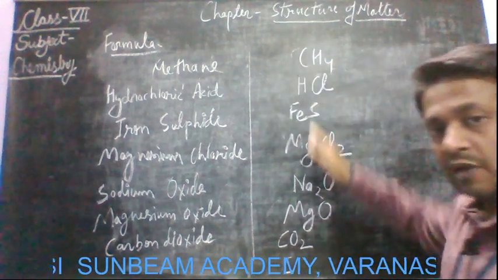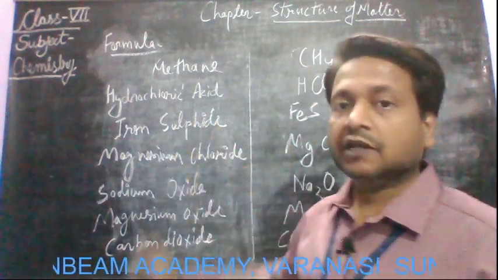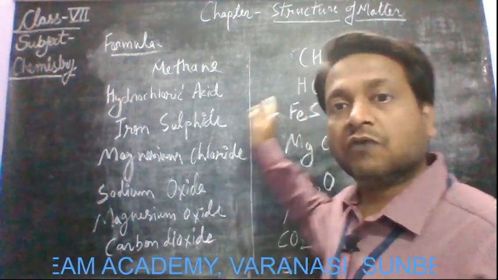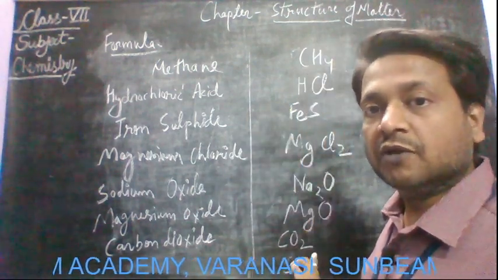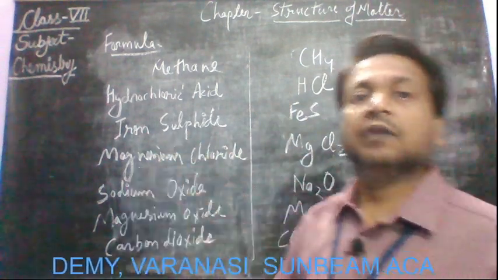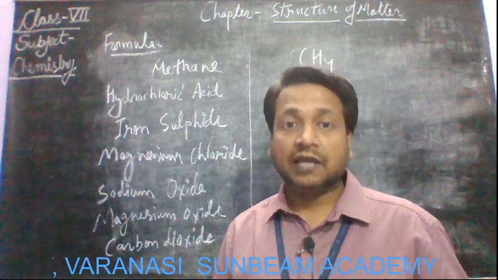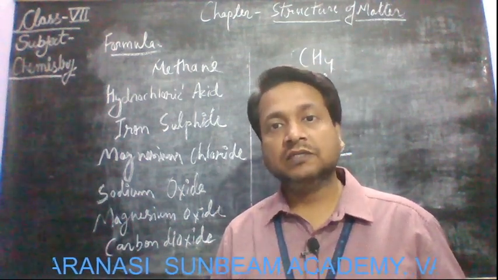So these are some of the examples of formulas of different compounds, and these formulas are all made up from the symbols of the elements which are present in these compounds, the elements by which this compound is made up of.